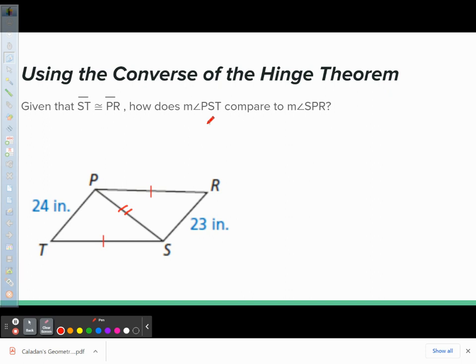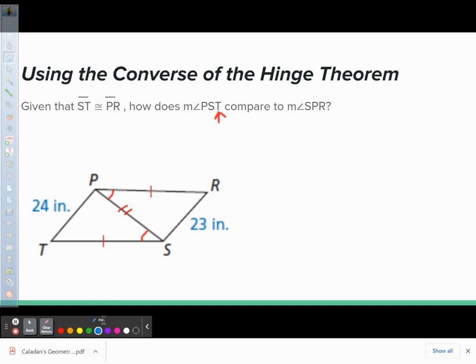So they said angle PST. So to figure out which angle that is, you're looking at triangle PST, and since S is in the middle, you're looking at angle S in triangle PST. So we're looking at this angle here. And they want us to compare it to angle SPR. So now look at triangle SPR, and since P is in the middle, they're wanting us to compare this angle here. So these are the two angles they want us to compare.